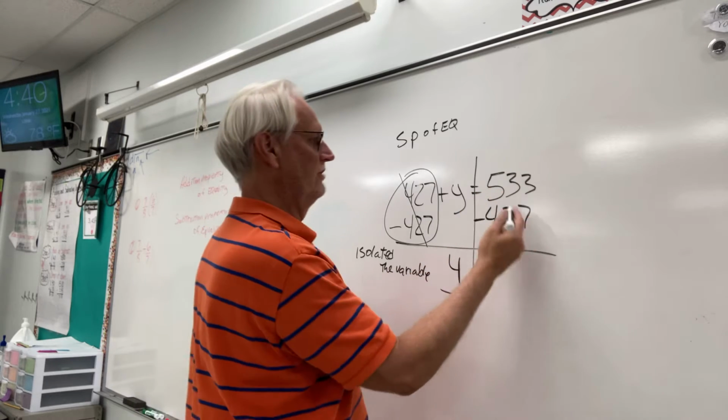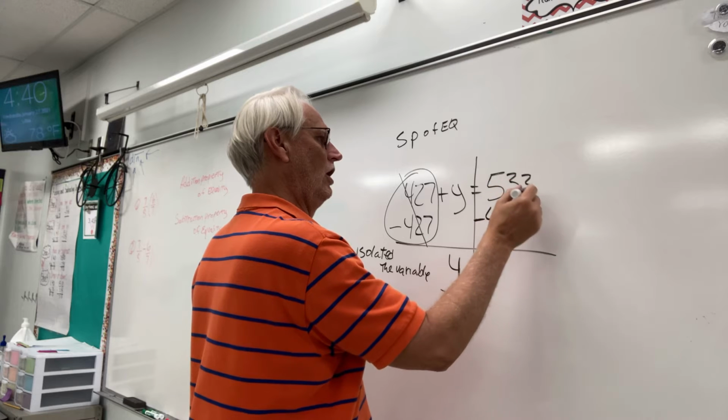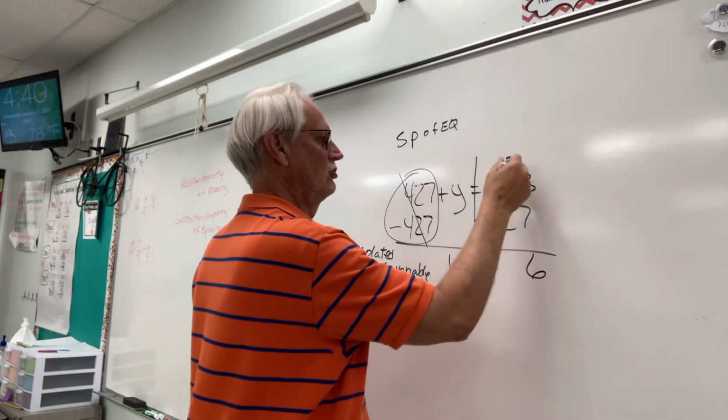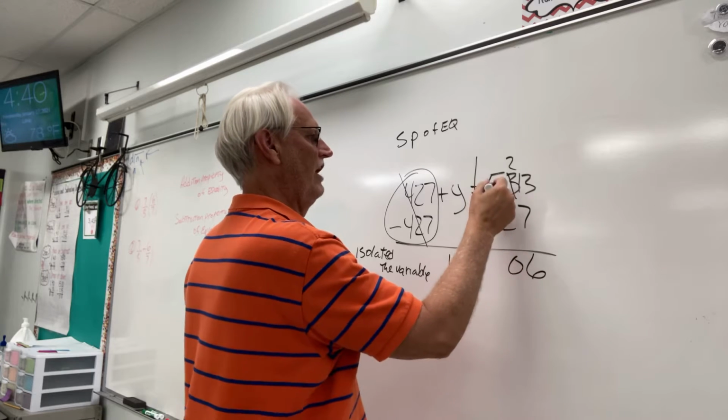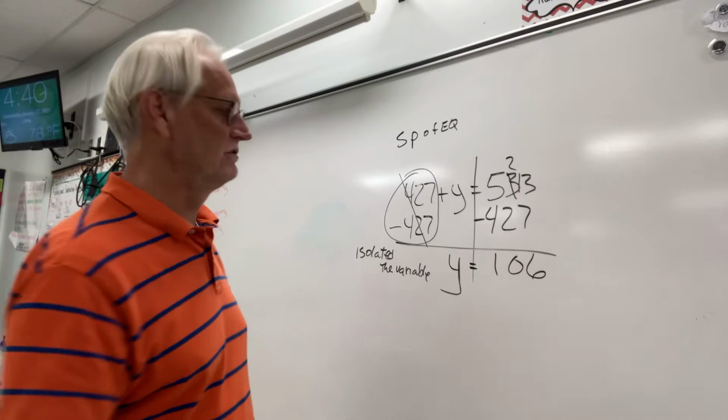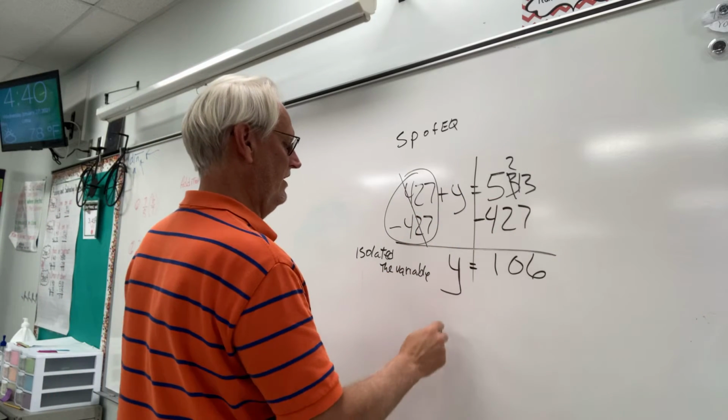And now I'm just going to do my subtraction here. So 3 minus 7, I'm going to borrow here. That becomes a 6. 2 minus 2 is 0. 5 minus 4 is 1. So y equals 106. So I'm just going to go ahead and plug that in, right?